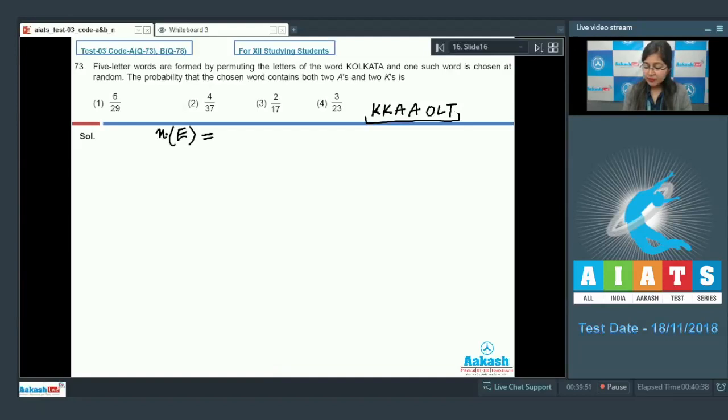Now, to find the number of elements in the event E, we know that we have taken both A's and we have taken 2 K's also, right? The fifth letter can either be O or L or T. We have to select any one letter from O, L and T, which will be equal to 3C1. Now, I can permute it in 5 factorial upon 2 factorial into 2 factorial ways, right? So this will be equal to 3 times 120 upon 4, which is equal to 90. These are the number of elements in event E.